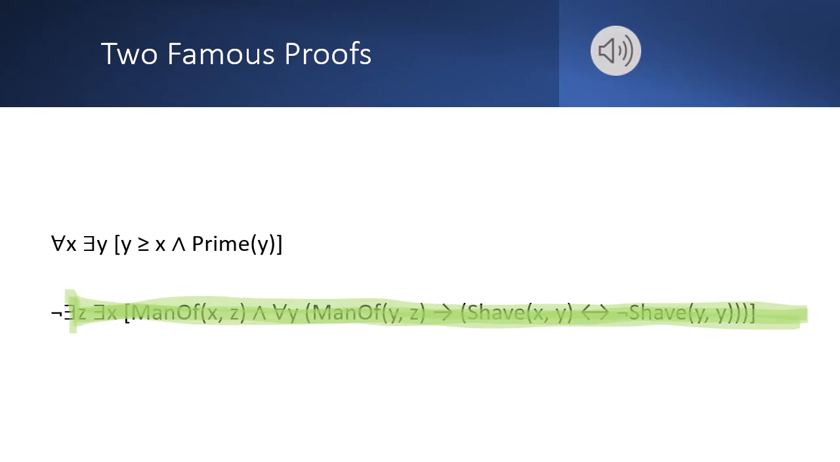And as I said before, if you consider the barber themselves, then you arrive at a contradiction. And by negation introduction, the negation of that sentence in green is a first order truth. And in fact, it really didn't even depend on the meaning of the predicates man of or shave. We could have replaced those with any two separate two-ary predicates and arrived at the same first order truth.